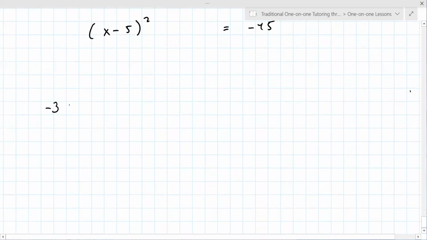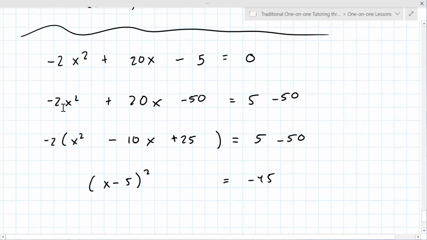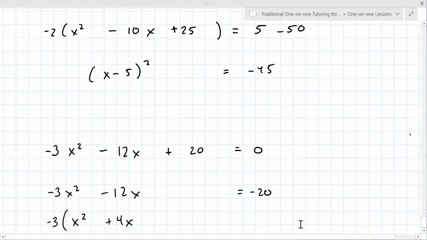So it could be like minus 3x squared minus 12x plus 20 equals 0. So what's the first thing to do? Put the 20 on the other side. Right. So it's minus 3x squared minus 12x equals minus 20. Now what do you do? Yeah, factor out the 3, and then half of -12 is -6. Nope, nope, nope. You got to do it for both. See how you factor -2 out of both of these? Oh, yeah. Then factor -3 out of both of these.